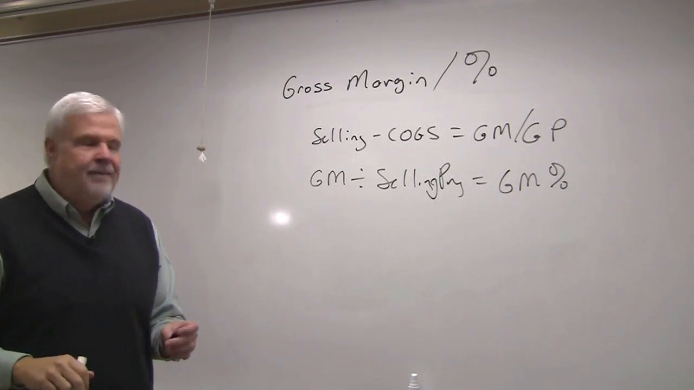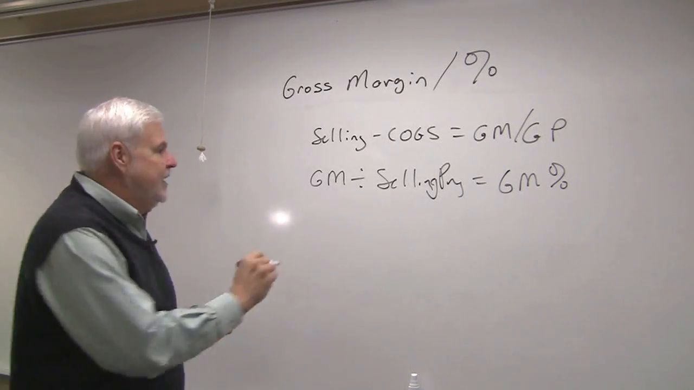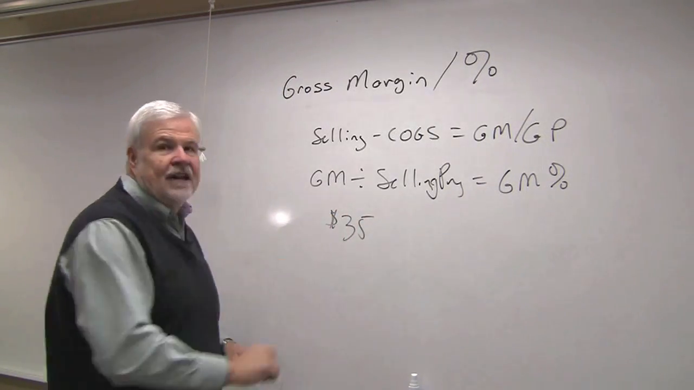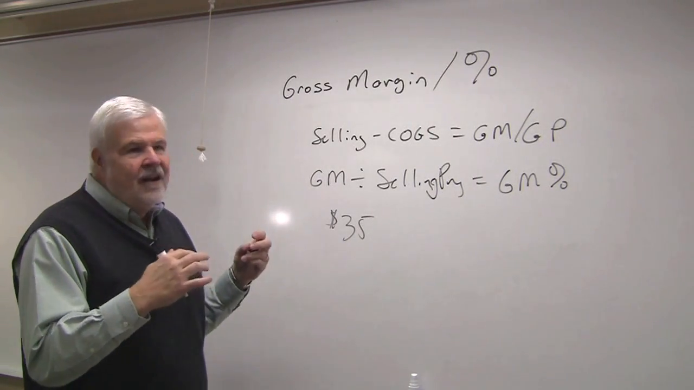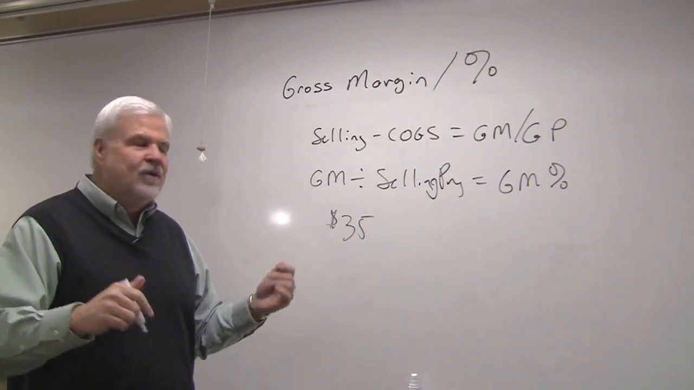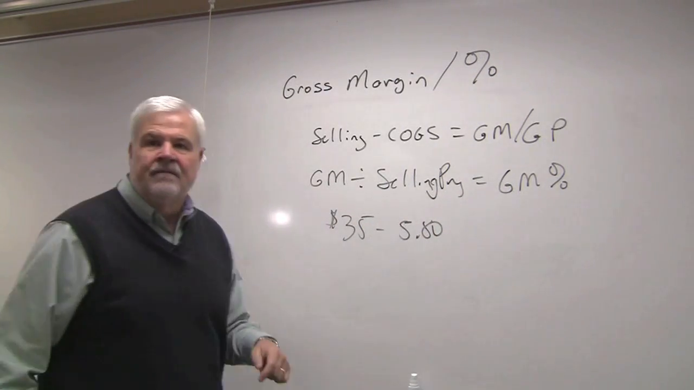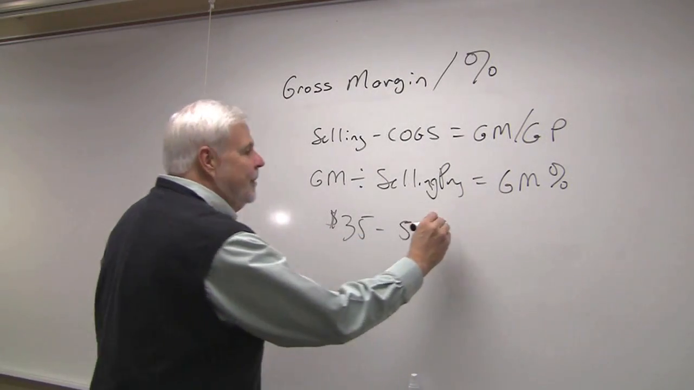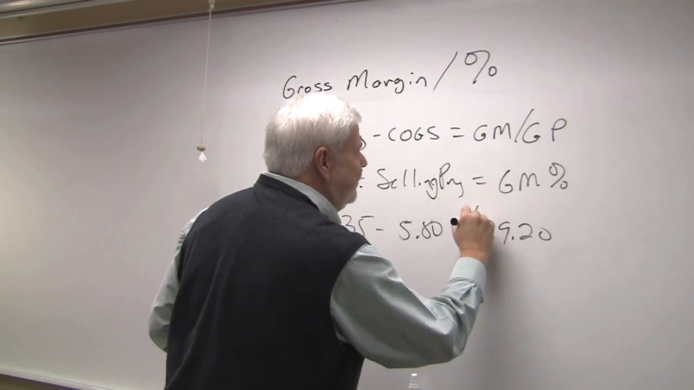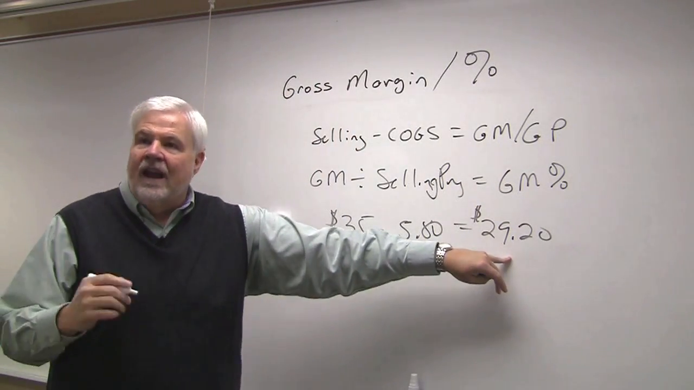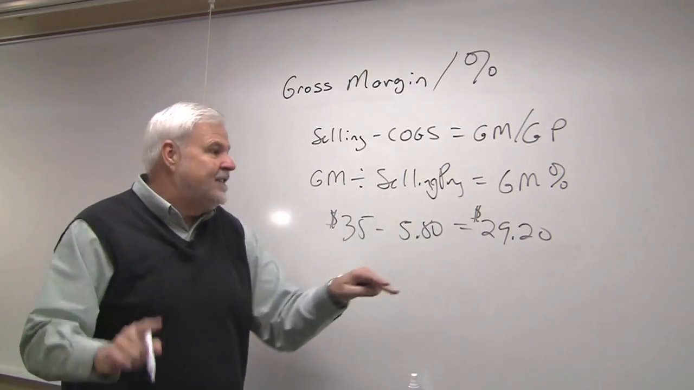Now, let me give you an example. Let's suppose you sold lamps for your business. That was your business. You sold lamps. And a lamp was $35. That's what you sold the lamp for. That was the selling price. And what did it cost you to make the lamp? Well, you had some wood, some screws and all this. And let's just say that the cost of goods was $5.80. Then your gross margin per lamp is $35 minus $5.80, or $29.20. That's your gross margin. And so every time you sell a lamp to anybody, you're making roughly 30 bucks. That's actually really good.